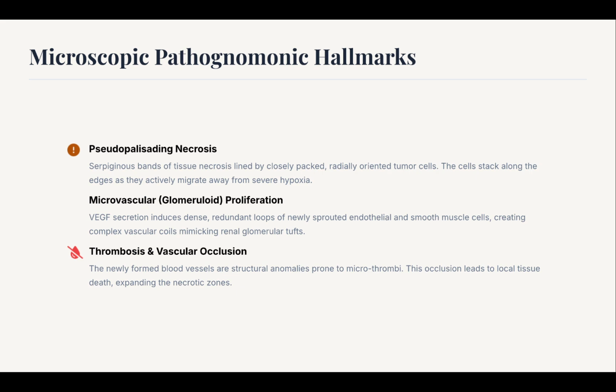Now let's focus on the main microscopic pathognomonic hallmarks in glioblastoma. There is pseudopalisading necrosis, which means serpiginous bands of tissue necrosis lined by closely packed, radially oriented tumor cells are present. The cells stack along the edges as they actively migrate away from severe hypoxia.